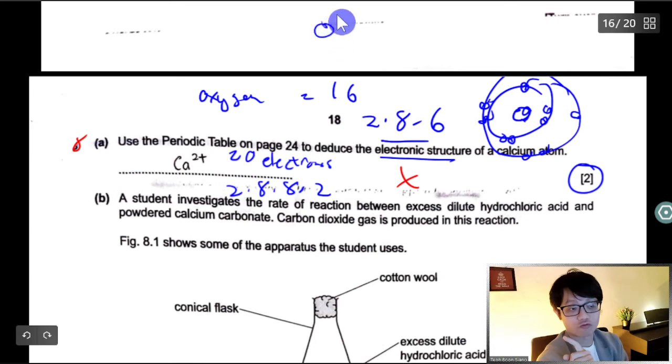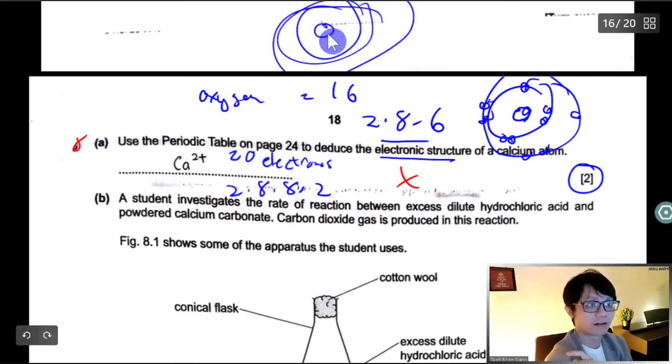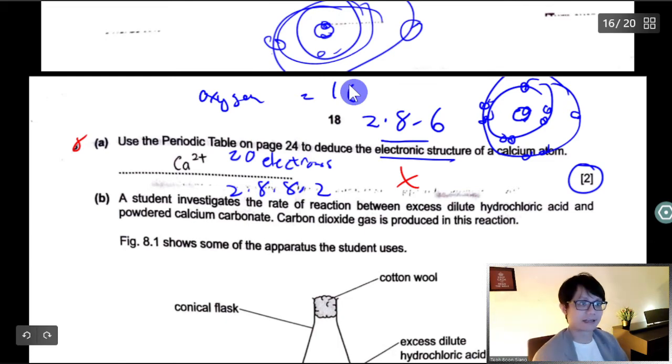If I want to draw it out, it will be something like this. I don't want to draw it out, it will take some time. 2, and then outside here got 8, another one got 8, and the outermost layer actually has 2. Okay, when you have the electronic configuration, you can draw the electrons with their shells.